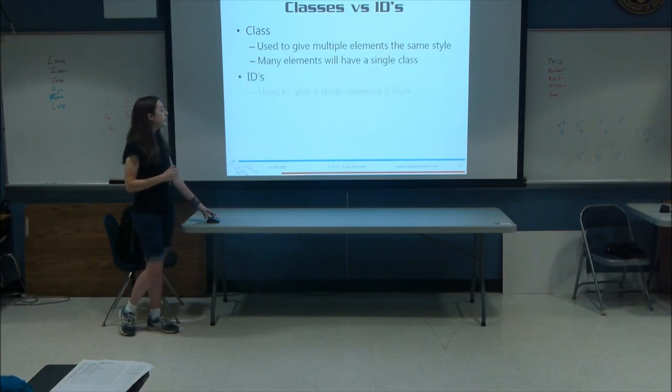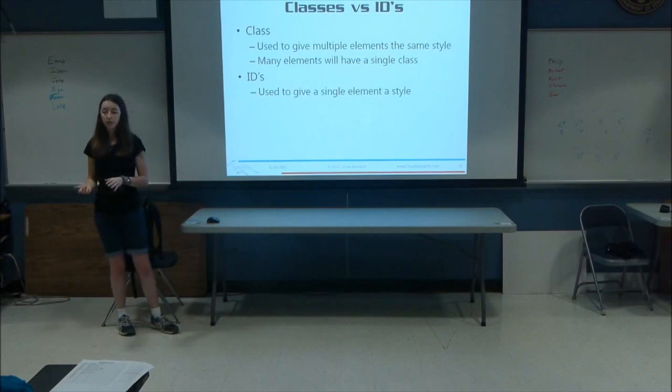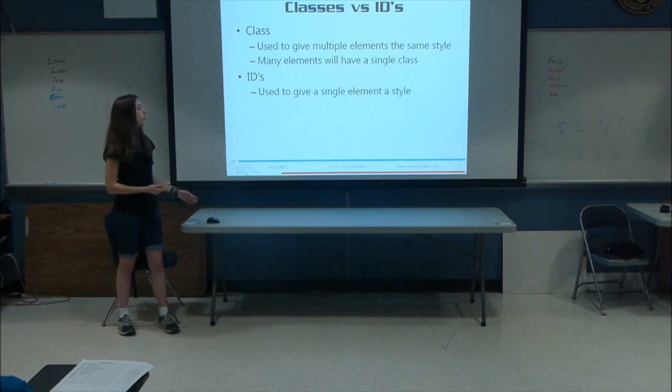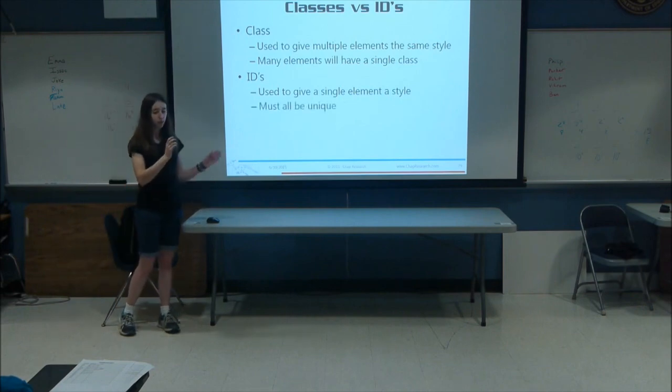The difference then is that IDs are used to give a single element a style, and so each tag has to have a different ID if it has one at all. And so that's like the first name field is an ID.